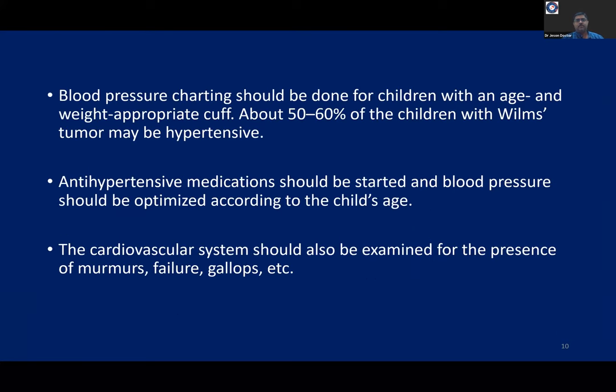So blood pressure charting should be done for the child with an age and weight appropriate cuff. About 50 to 60% of the children with Wilm's tumor may be hypertensive. So it's important to have a correct reading of blood pressure with an appropriately sized cuff. If they are diagnosed to be hypertensive, then we need to start them on antihypertensive medication, and blood pressure should be optimized according to the child's age.